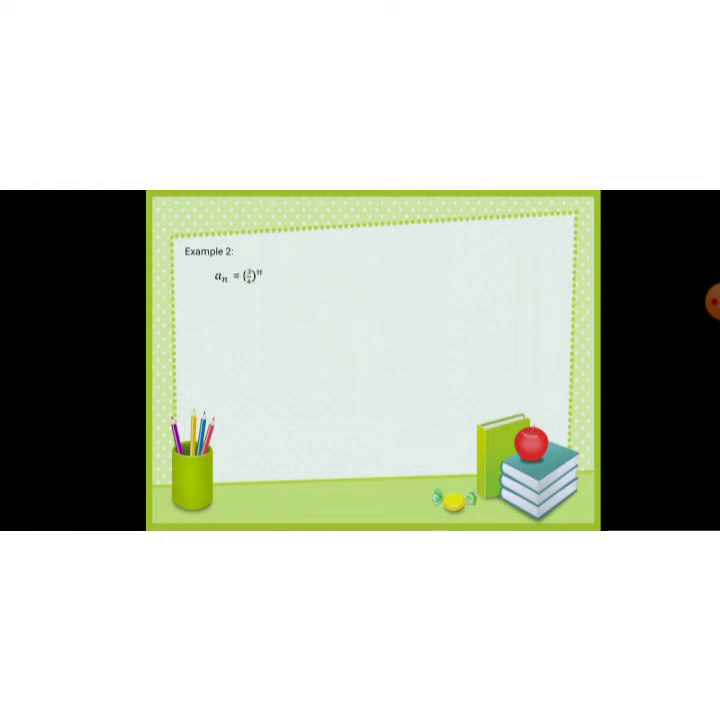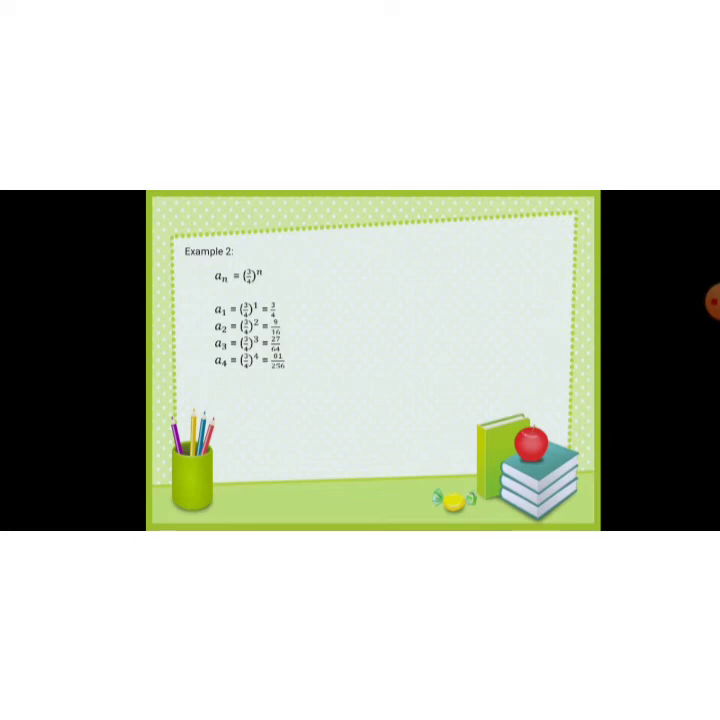I have here example number 2. A sub n is equal to 3 over 4 raised to the power of n. So again, we need to change the value of n. If we want to get the sequence, we are allowed to change it, for example, if we are planning to get sequence number 9, we need to change the value of n to 9. So it's up to us what term we are going to get.